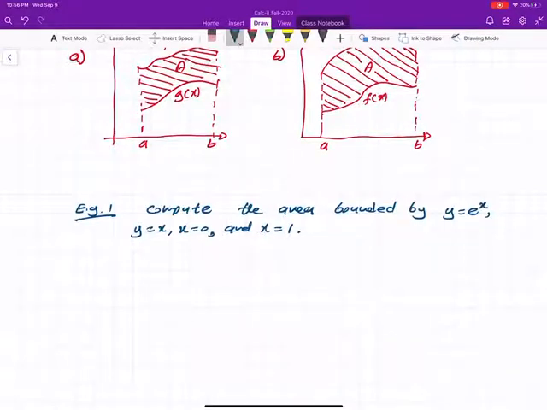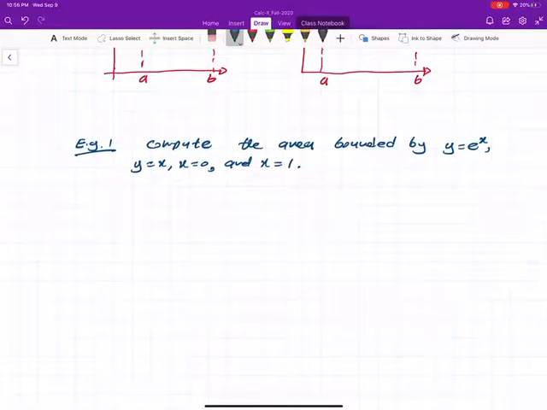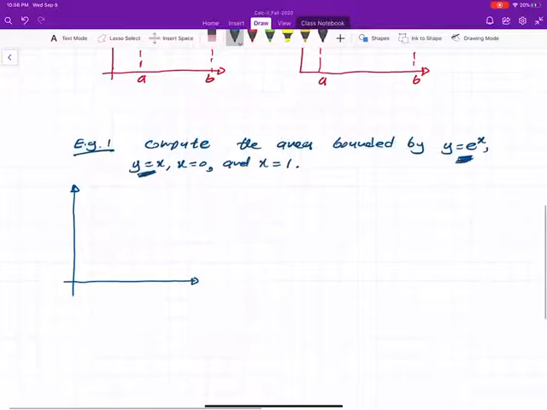Alright, so let me draw this. Now you have two curves and two lines. These are the curves. That is a curve. This is a curve. Actually, this is a line, of course, but you can consider a line as a curve too. So let's draw that and that.